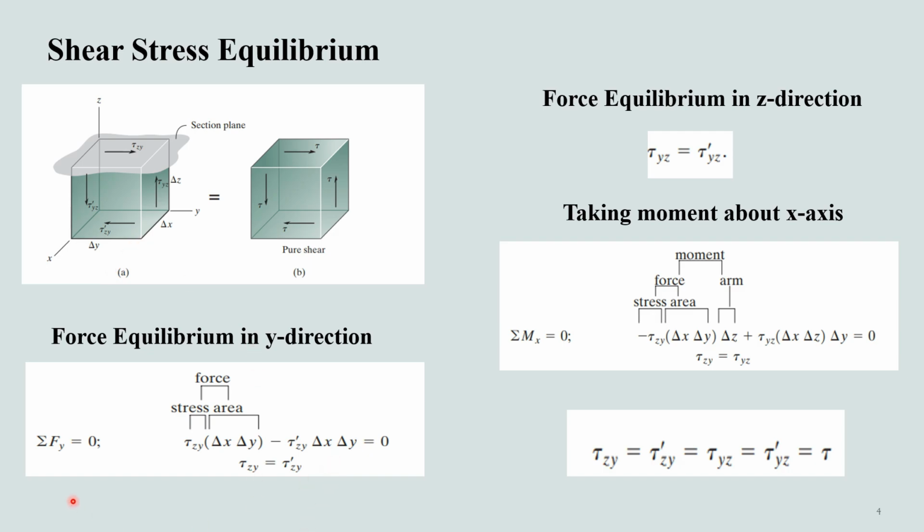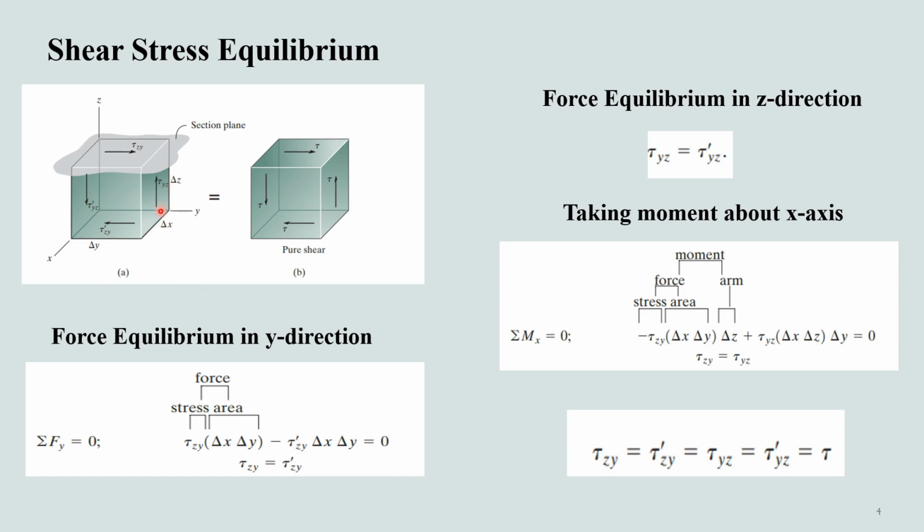And since sum of forces must be equal to 0, this means that the shear stress on the top face of this element is equal to the shear stress on the bottom face of this element. We can reach a similar conclusion by considering force equilibrium in the z direction. We get to this conclusion that the shear stress on the left side of this element is actually equal to the shear stress on the right side of this element.